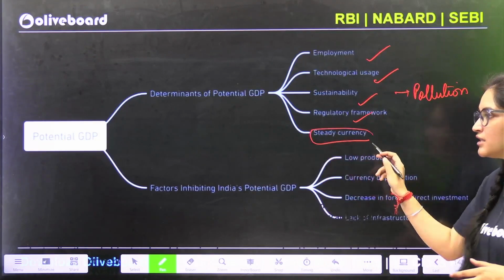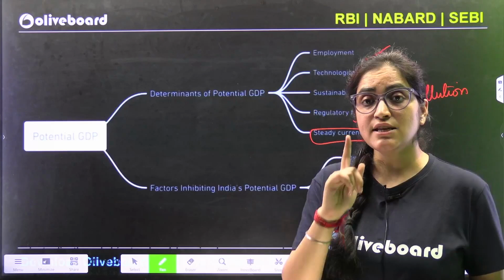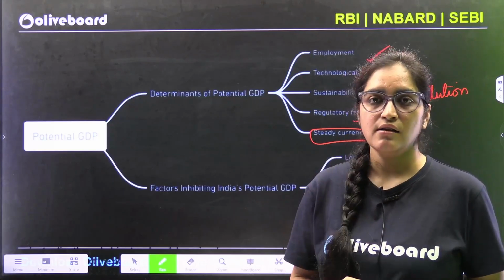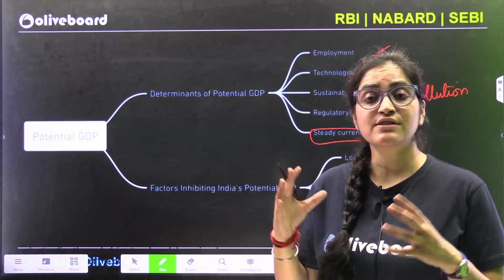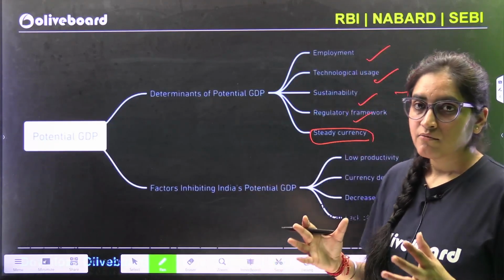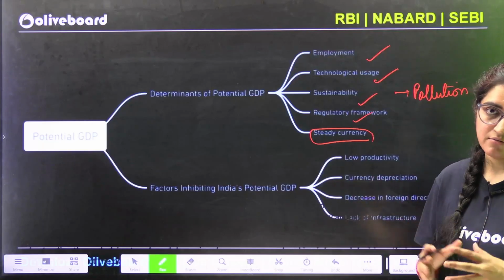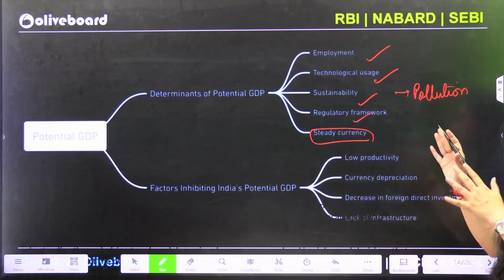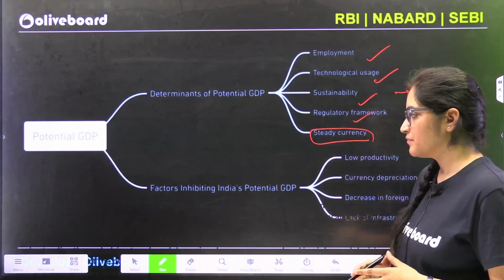Lastly, currency volatility is also a very important factor. If your currency is too volatile, investment will be very low because there will be a lot of skepticism for the investors when they are putting money. They will be reluctant. These are some of the determinants when we are trying to calculate your potential GDP.